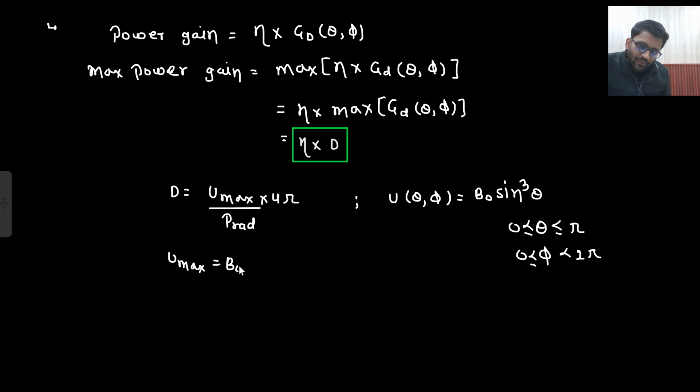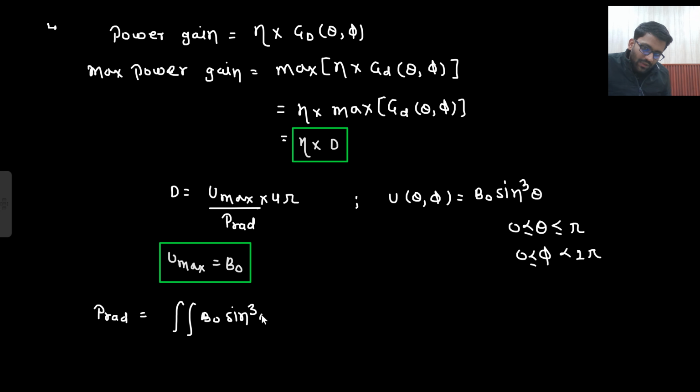U max is equal to B naught. What I need to find? I need to find P radiated. So for that, what I need to do? U theta comma phi is B naught sine cube theta, then sine theta d theta d phi. The limit of theta is from 0 to pi, and the limit of phi is from 0 to 2 pi. So what are we getting?